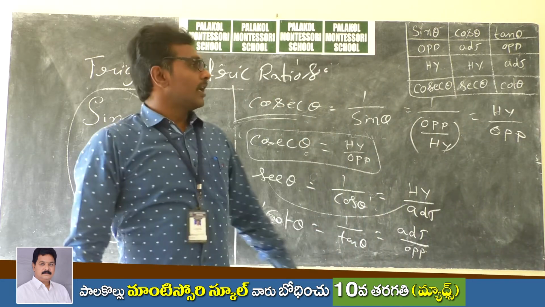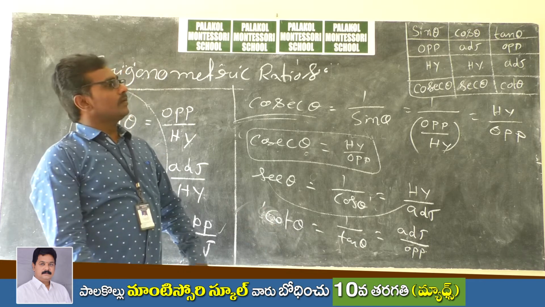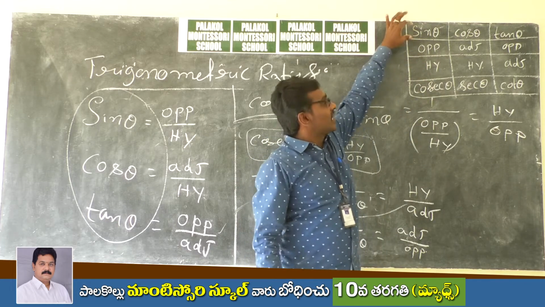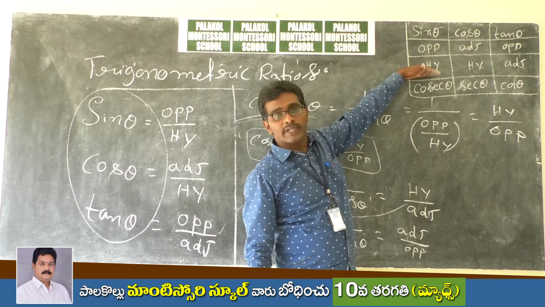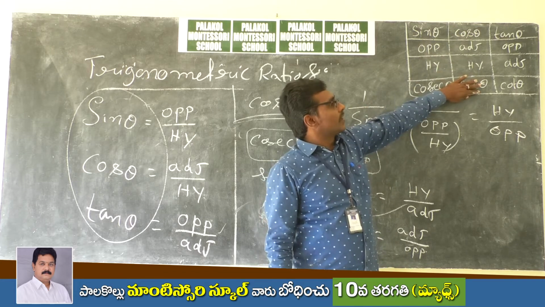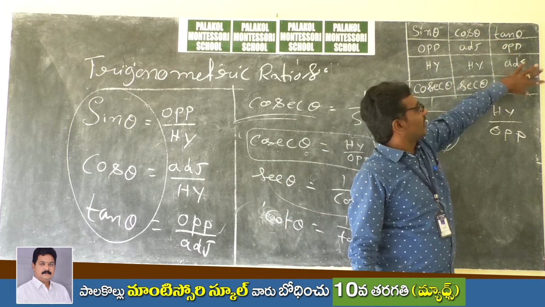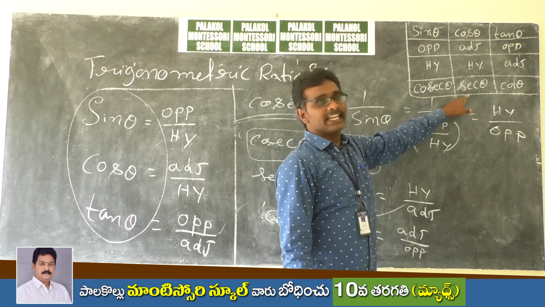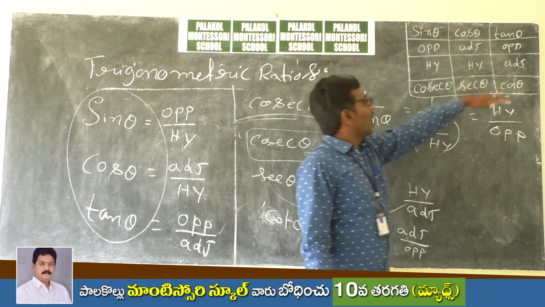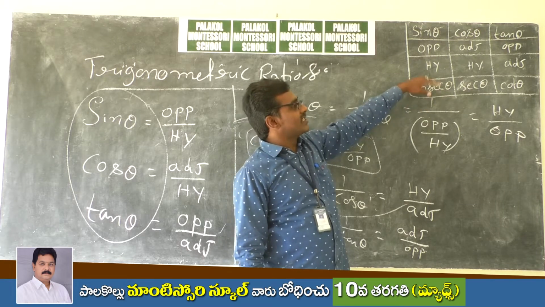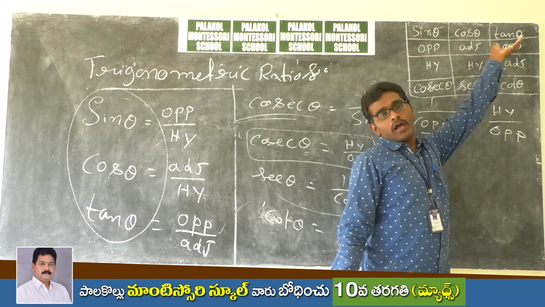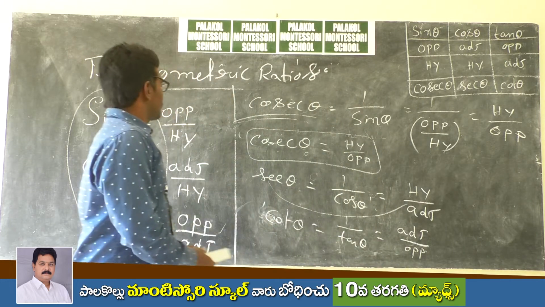Guys, keep this table in mind and you will get the trigonometry ratios easily. First, if you want the ratio of sine theta, sine theta is equal to opposite by hypotenuse. Leave this one. Cos theta is equal to adjacent side by hypotenuse. Leave this one. Tan theta is equal to opposite by adjacent side. Leave this one. Suppose you want secant theta: secant theta is equal to hypotenuse by adjacent side. Cosecant theta you want: cosecant theta is hypotenuse by opposite side. Cot theta is equal to adjacent side by opposite. Okay? Do you understand? Right.